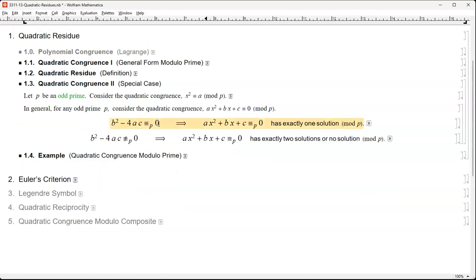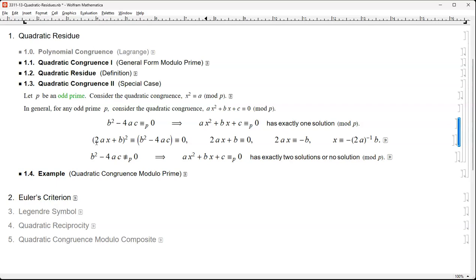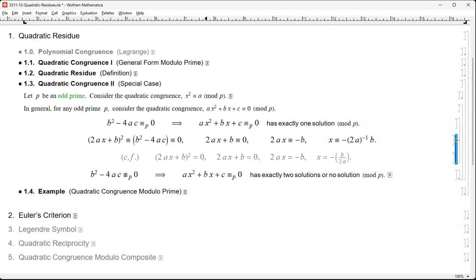If the inside b squared minus 4ac is 0, then we have a unique solution. So this complete square is b squared minus 4ac, and that's 0. That means the inside has to be 0. So that leads to a single linear congruence, and we can solve it. Flip b to the other side to get negative b and divide away 2a. We get that. By the way, compare that with our solution: x is negative b over 2a, excuse me.